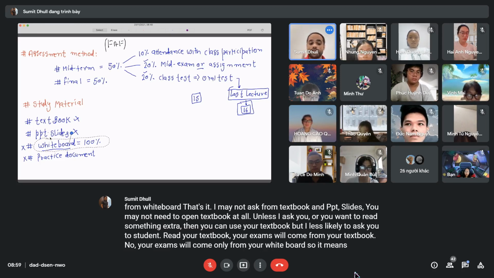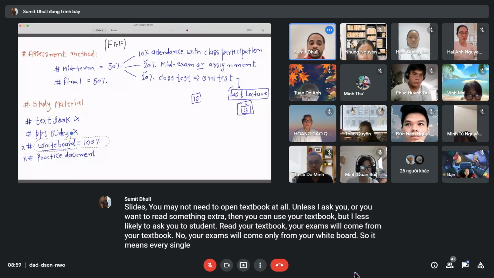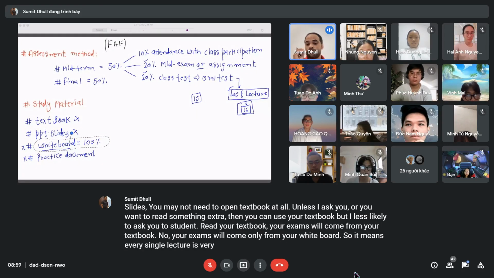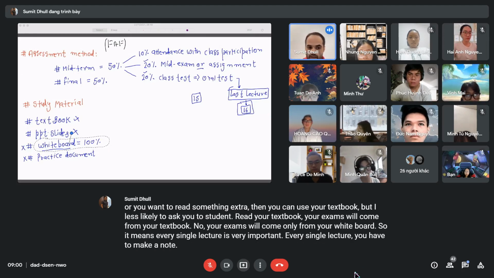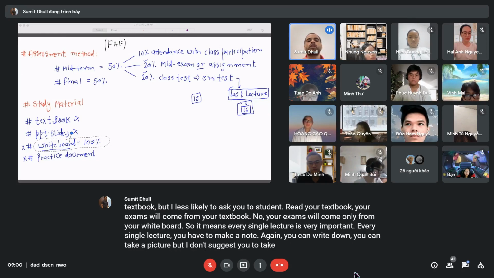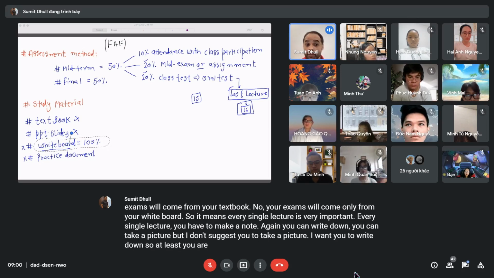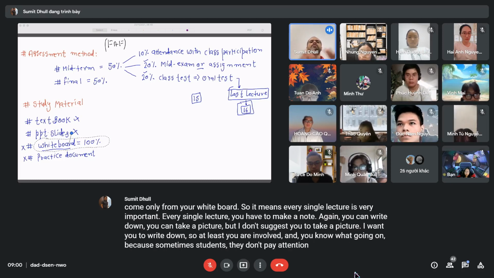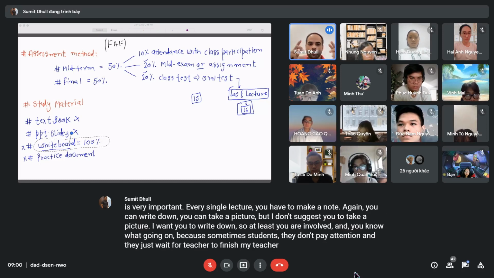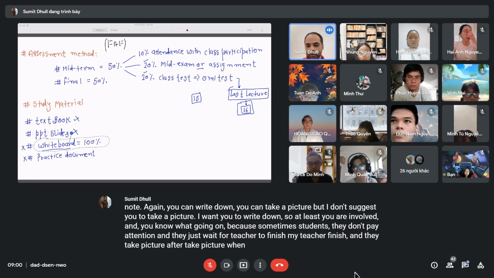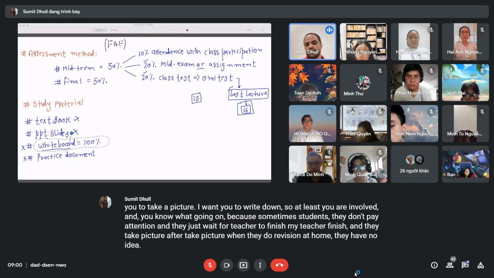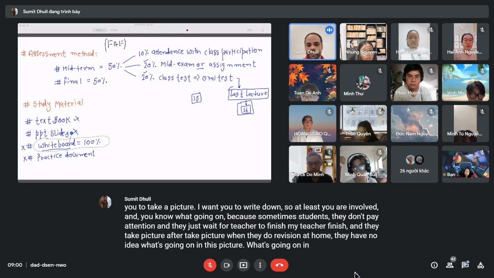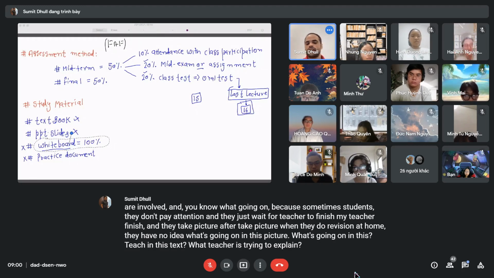So it means every single lecture is very important. Every single lecture, you have to make a note. Again, you can write down, you can take a picture, but I don't suggest you take a picture. I want you to write down so at least you are involved and you know what's going on, because sometimes students don't pay attention and just wait for the teacher to finish, and then they take a picture. After that, when they do revision at home, they have no idea what's going on in this picture, what the teacher is trying to explain.